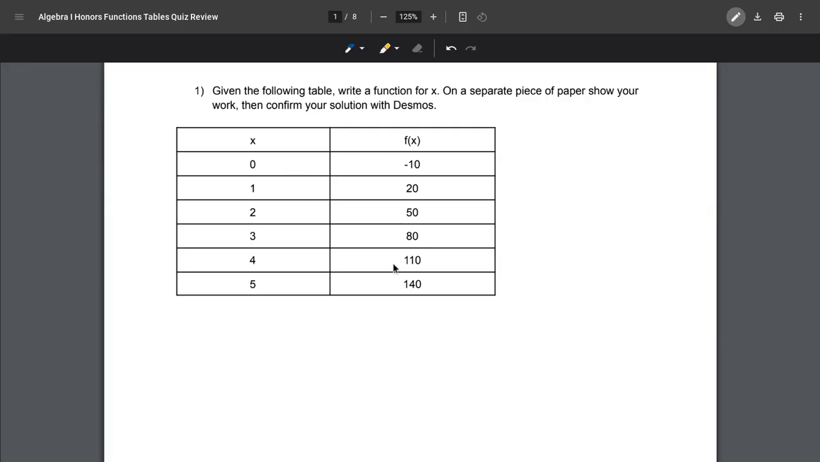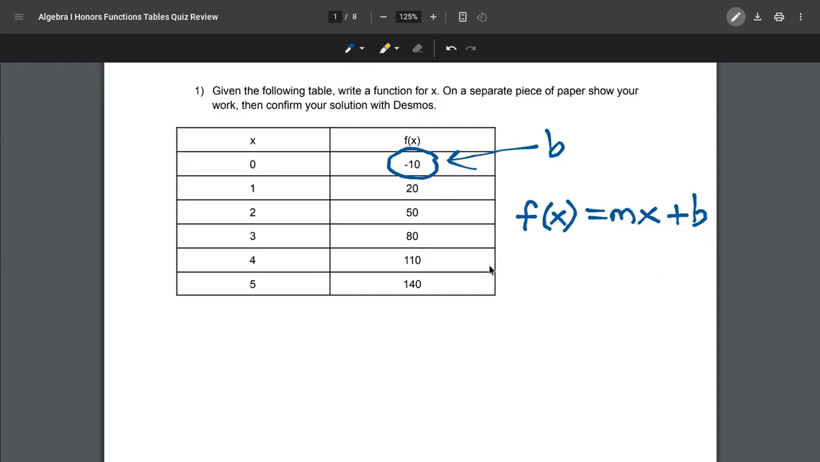I'm just going to go through here and show you how we would write the function. So when x is 0, f of x is negative 10. Hopefully you can see that. That is the b value. And what I mean by that is when we have a linear function of the form f of x equals mx plus b, where m is the slope and b is the y, or in this case, f of x intercept. So b is negative 10.